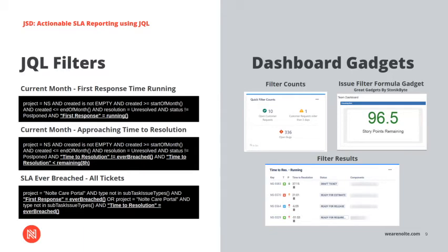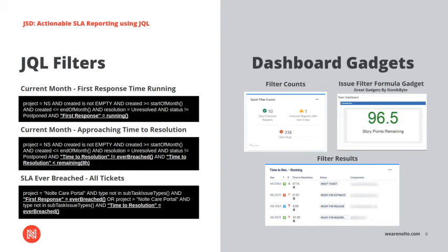Once I had my filter set, the next focus was on which dashboard widgets I would utilize for my SLA dashboard. I settled on these 3 gadgets. The first being filter counts gadget. This widget displays the number of issues which match the criteria of your JQL formula. Number 2, filter results widget. This widget displays the results of your JQL which match the criteria of your JQL formula.